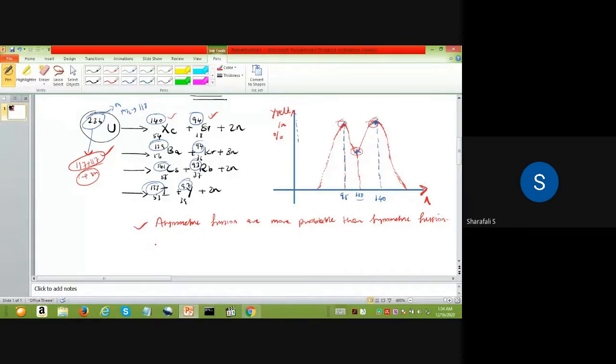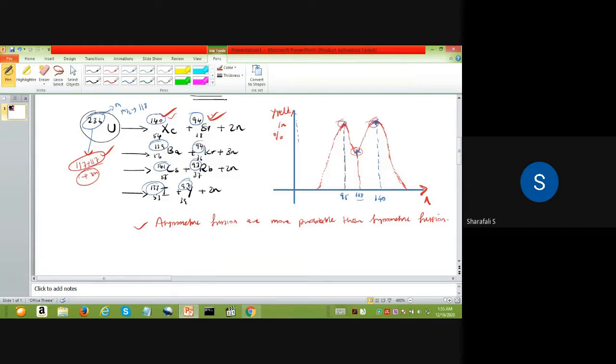Asymmetric fission means that the mass number of the daughter nuclei will be different. It will not be exactly half of that nuclei. So the mass number of one daughter nuclei will be larger and the other daughter nuclei will be smaller. Here you can see that we have 140 and 94. So one is higher mass number, one is smaller mass number. You will not get mass numbers which are almost equal. Such cases are less probable.